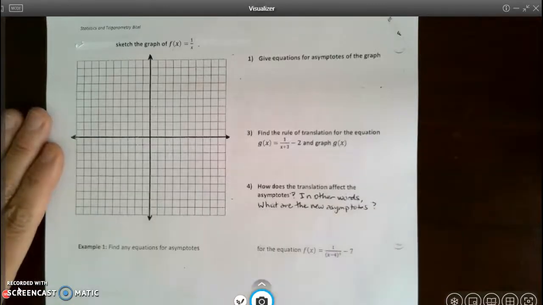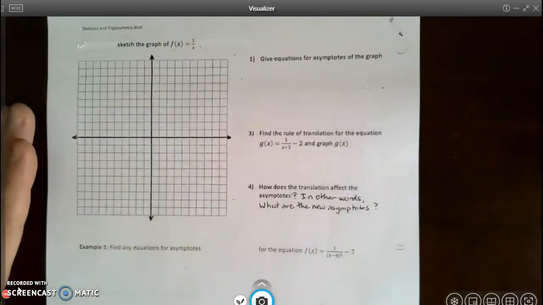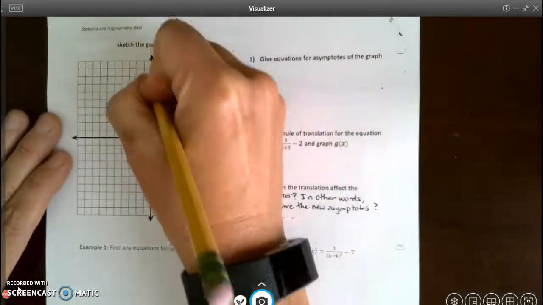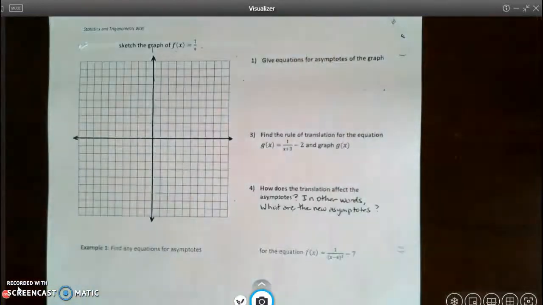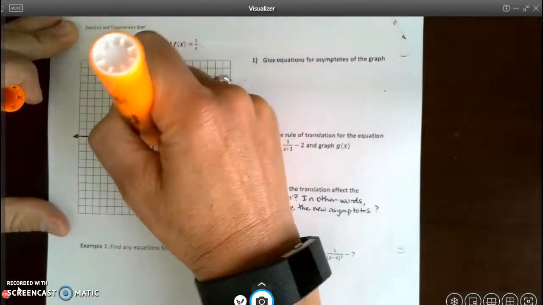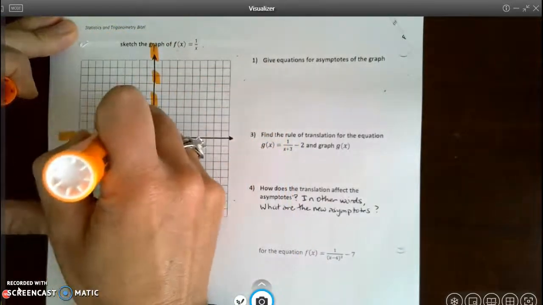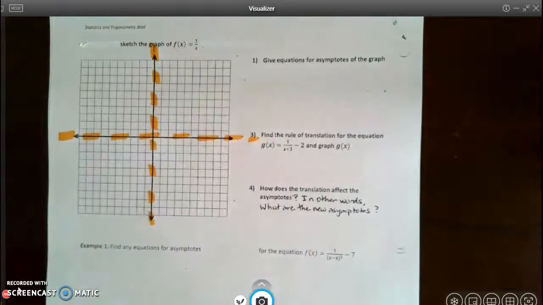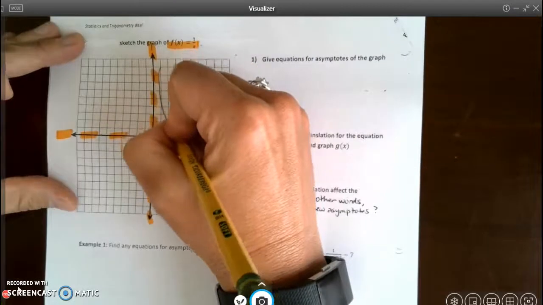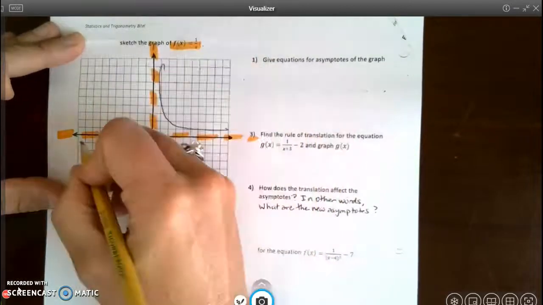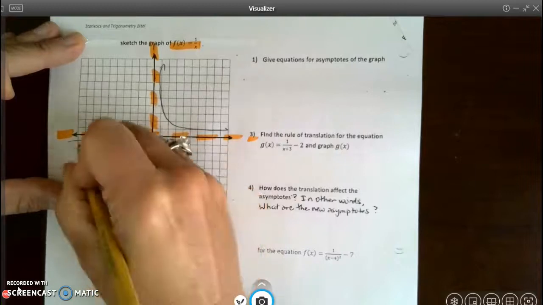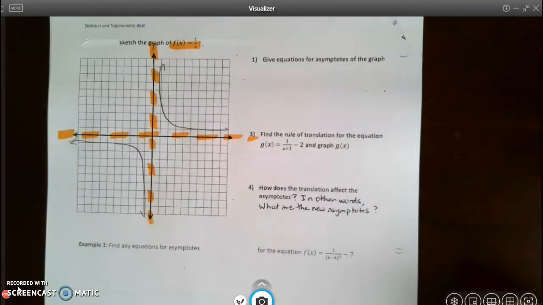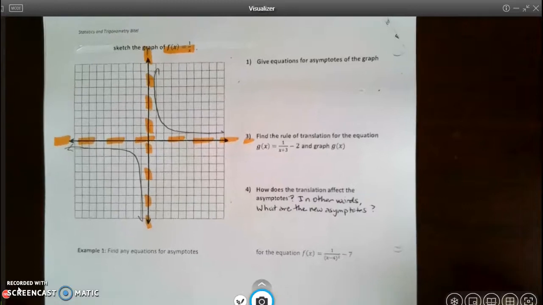All right, so we're going to sketch the graph of f of x equals 1 divided by x. In order to do this semi-accurately, I just have to realize that my asymptotes, and I'm actually going to draw those in with a highlighter so that you can see that this is an asymptote, and this is an asymptote for this equation here. Then my sketch would look like that. Okay. Now, give equations for the asymptotes of this graph.